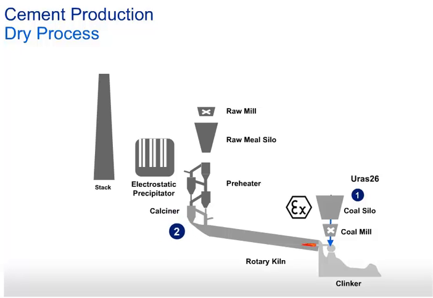Measuring point 2. Calciner. CO2 and O2 values are measured for optimizing and controlling the combustion for lower fuel consumption. CO is measured with URAS 26 and O2 with Magnos 27. Measuring point 3. Electrostatic filter. To protect the electrostatic filter from explosions, CO is measured as well as oxygen.